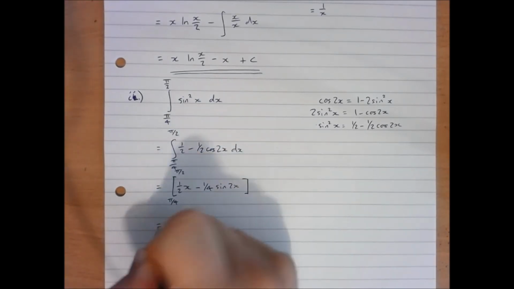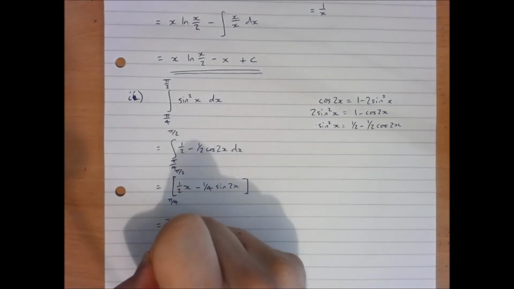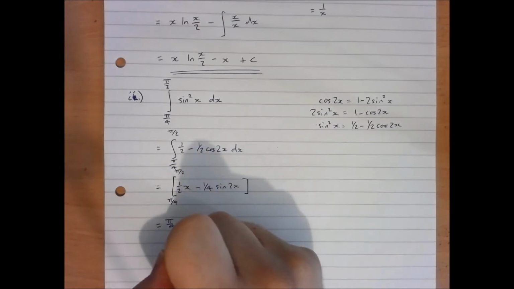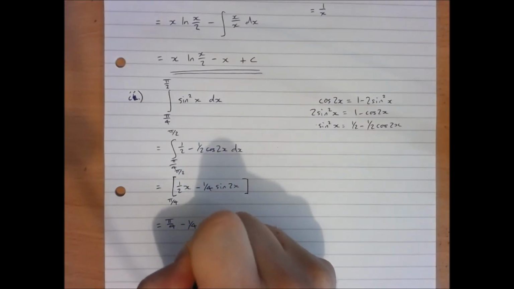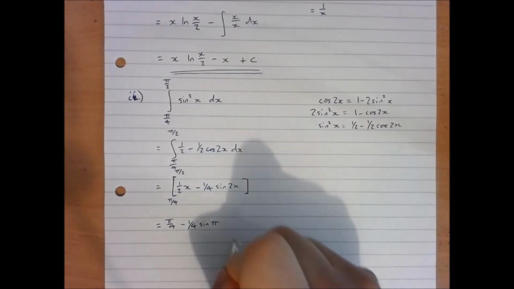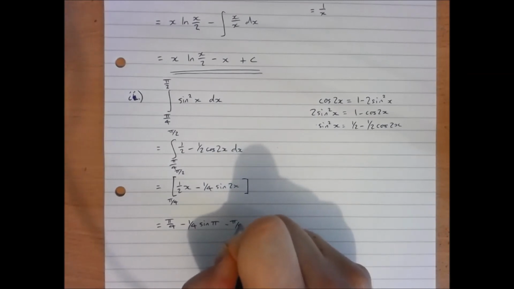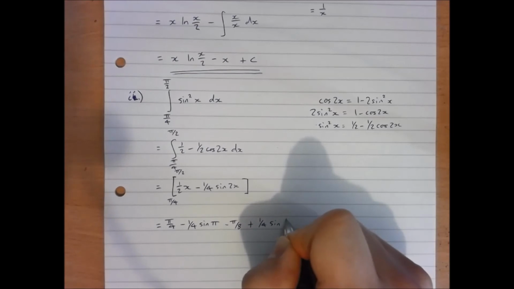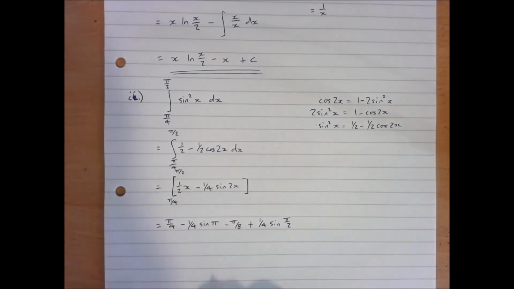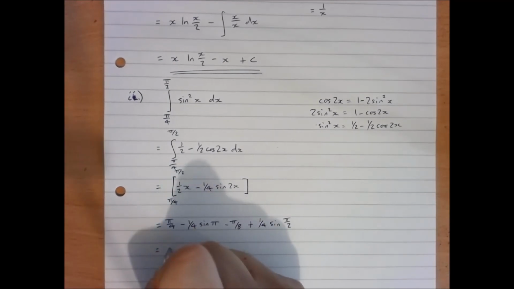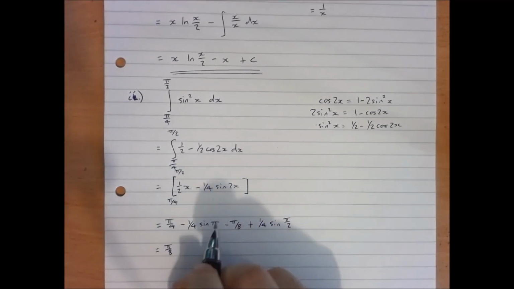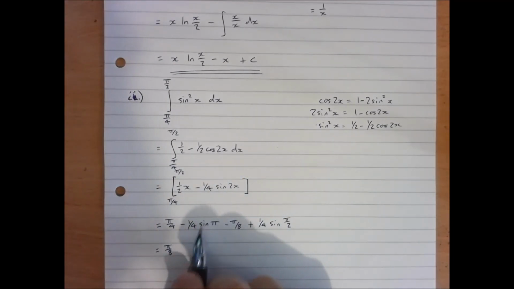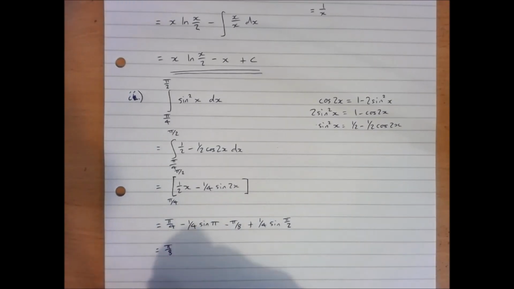And if I plug these in, I get pi by 4 minus a quarter sine pi, minus pi by 8 plus a quarter sine pi by 2. And if I simplify these, pi over 4 minus pi by 8 is pi by 8. Sine pi is 0, so that term disappears. Sine pi by 2 is 1, so I add a quarter.